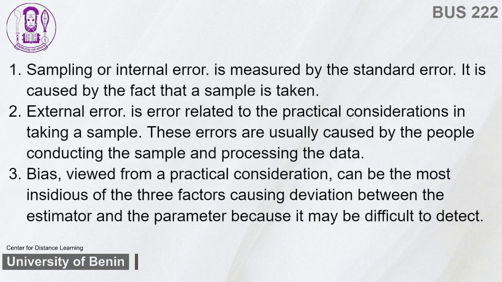1. Sampling, or an internal error, is measured by the standard error. It is caused by the fact that a sample is taken. 2. External error is an error related to the practical considerations in taking a sample. These errors are usually caused by the people conducting the sample and processing the data. 3. Bias, viewed from practical consideration, can be the most insidious of the three factors causing deviation between the estimator and the parameter because it may be difficult to detect.